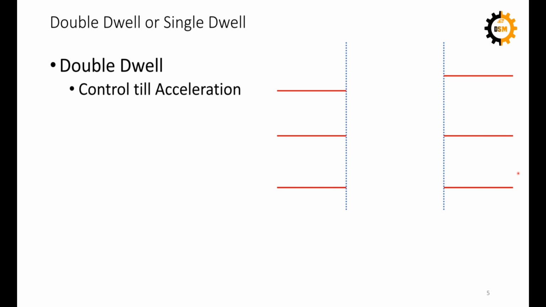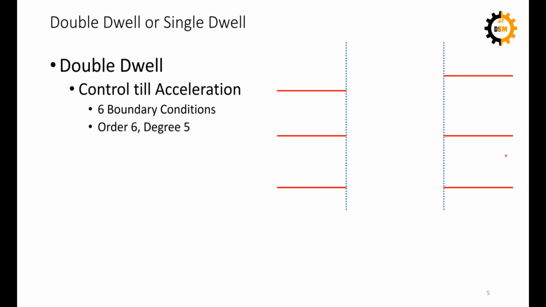If we have to control it till acceleration, then we will have 6 boundary conditions, as shown in the figure, because there will be 3 dwells on the right side and 3 dwells on the left side. So there will be 6 boundary conditions. Based on the boundary conditions, you can solve 6 coefficients.